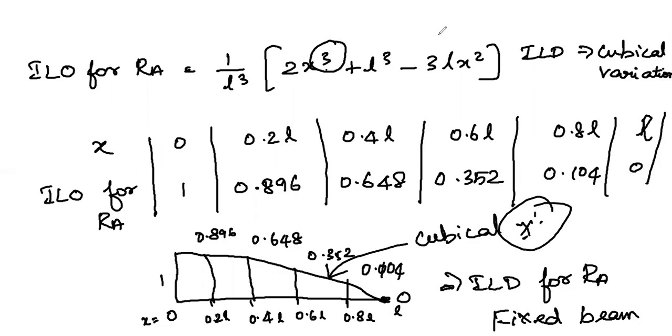Next, we are going to discuss the influence line diagram for the moment at the point A. At the support A, there is both moment and reaction. We are discussing a fixed beam, right? A fixed beam has fixed support on both sides. So this fixed support is capable of carrying both moment and reaction.